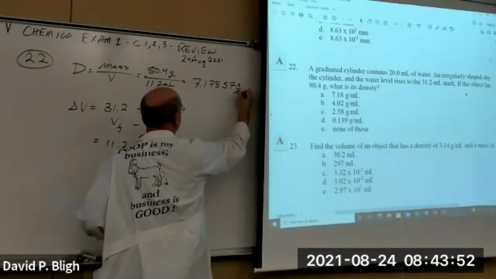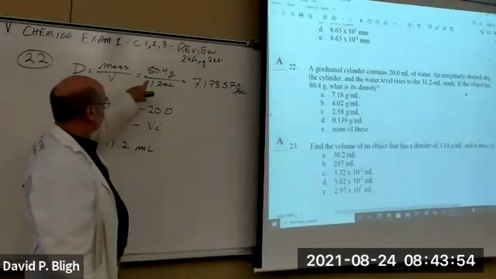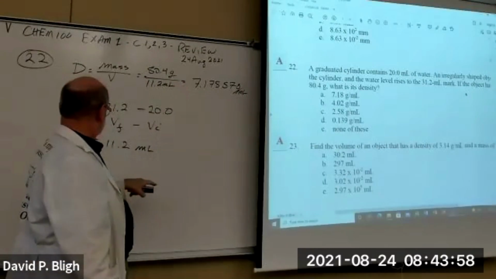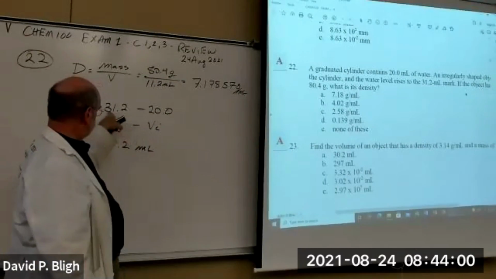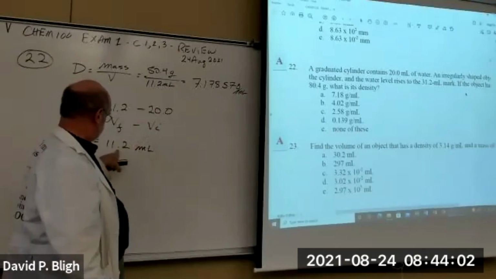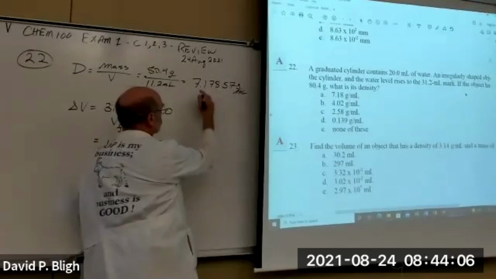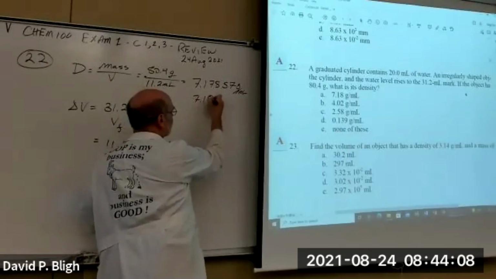Grams per milliliter. Got 3 here, 3 there. All right, did we do this right? Yep. Lined up the decimal points. We're good there. So it's 3 here and 3 there. That means we can keep 3 here. 7.18.